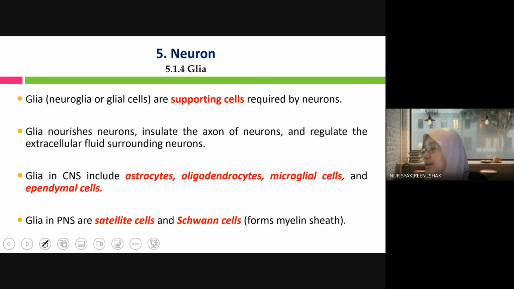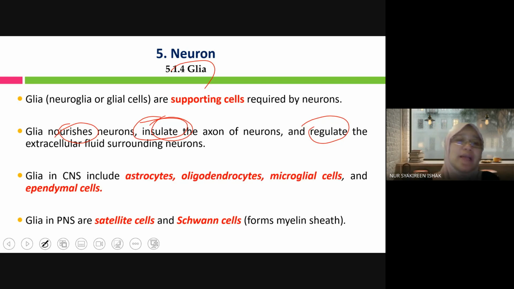So and then the next one is glia. Neuroglia or glial cells are supporting cells required by neurons. Okay. So glia nourishes neurons, insulate the axon of neuron. Insulate ni yang Schwann cell lah kan. So these are examples of the function of glia. It is to support the neuron cell. Okay, give nourishment, to insulate the neurons, regulate extracellular fluid around the neuron. So it depends on the location of the neuron.